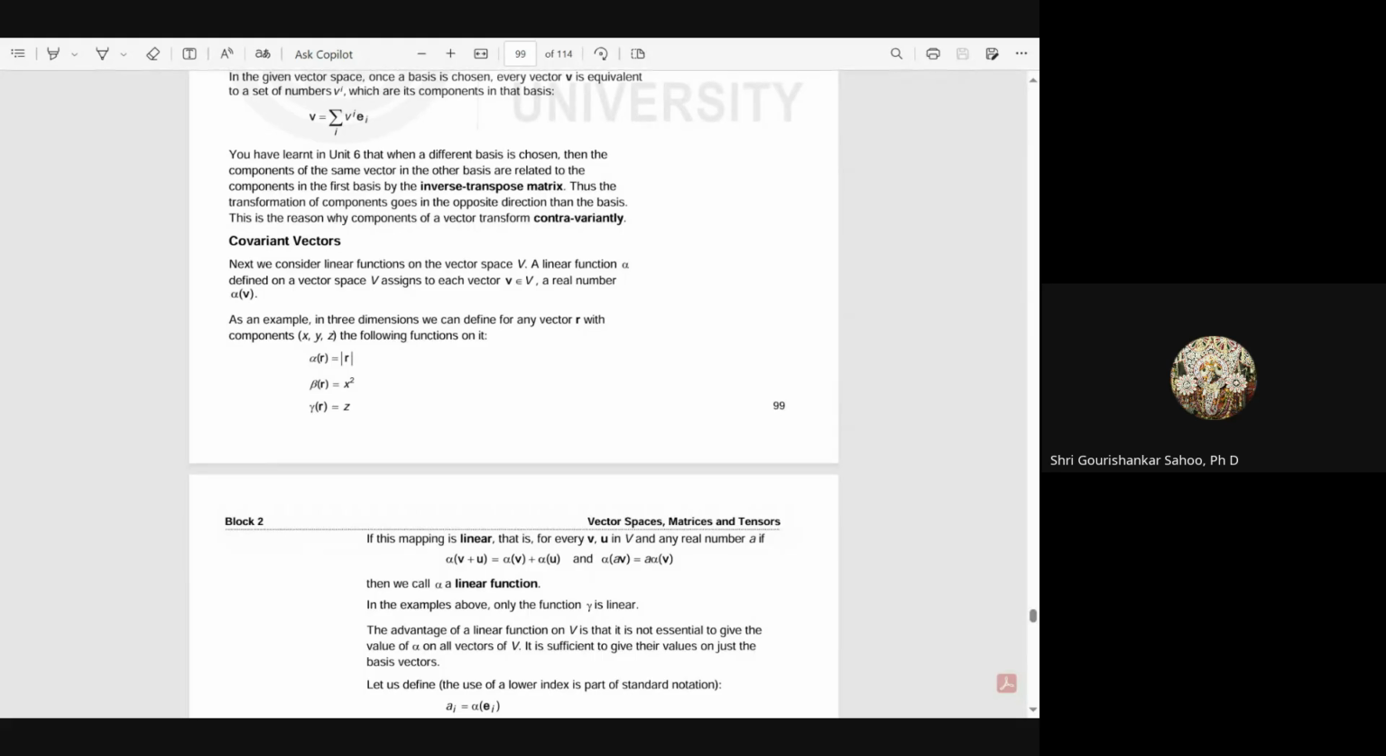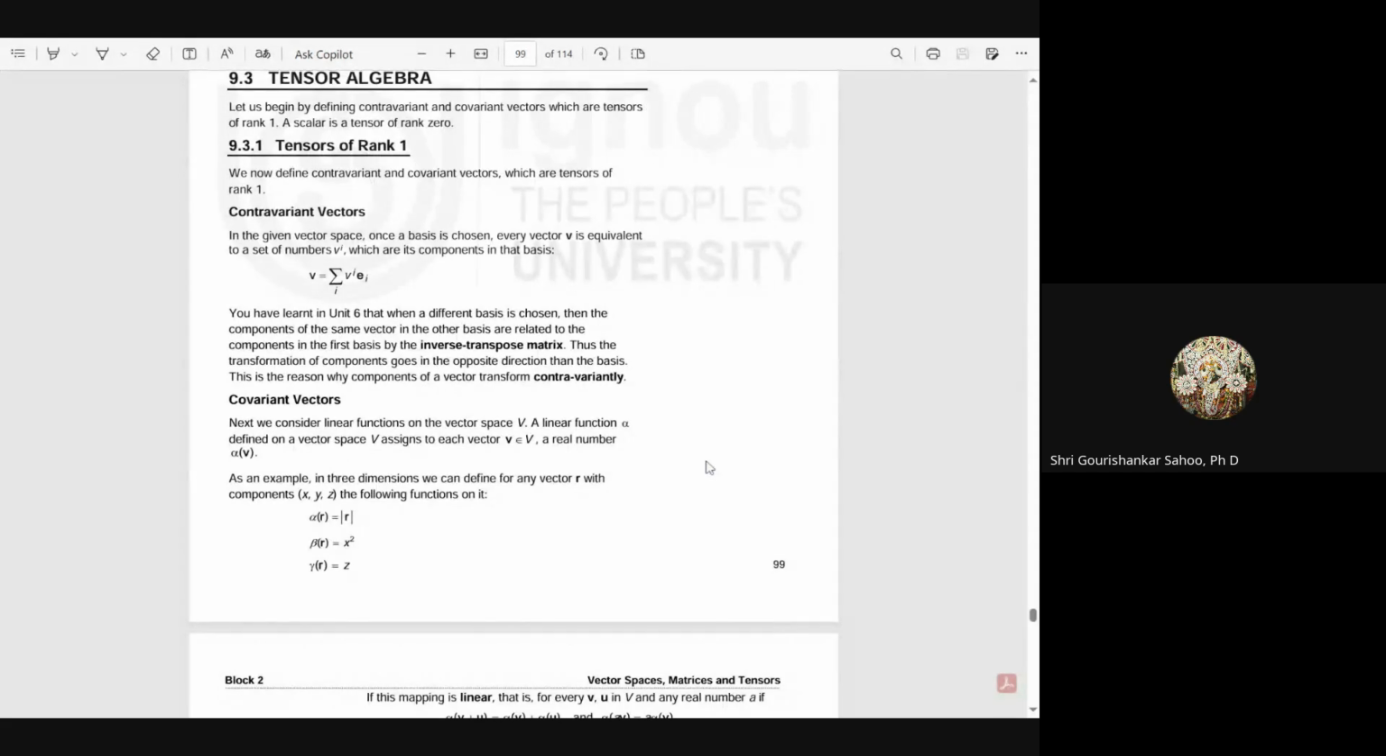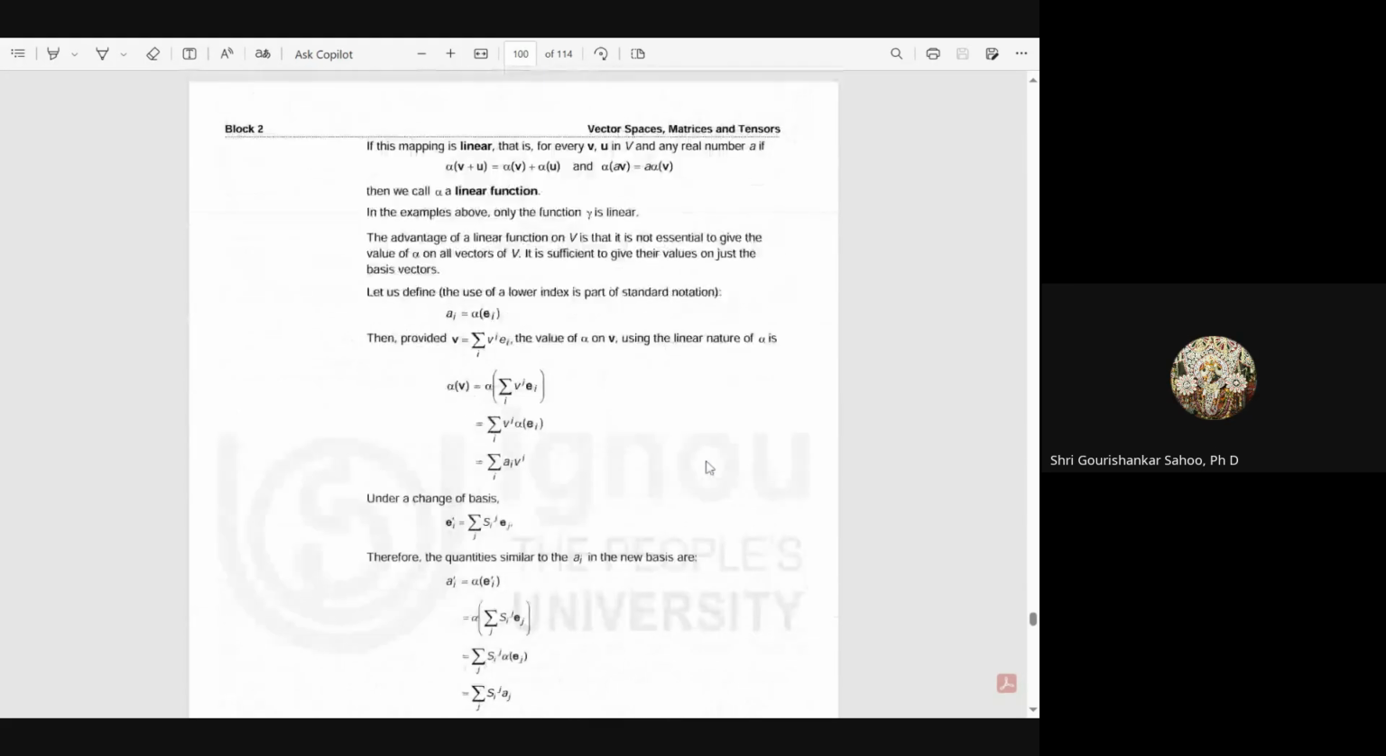linear function on the vector space V you can consider, and a linear function alpha defined on a vector space V assigns to each vector small v belonging to capital V a real number alpha. So here is an example. In 3 dimensions you can define a vector with the components x, y, and z. And in case of contravariant vector, you can see the components of the same vector in the other basis are related to the components in the first basis by the inverse transpose matrix, and the transformation of the components goes in the opposite direction than the basis. So this is why components of the vectors transform contravariantly, not covariantly.